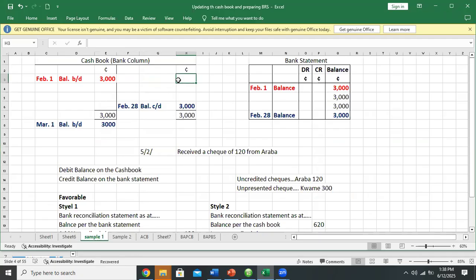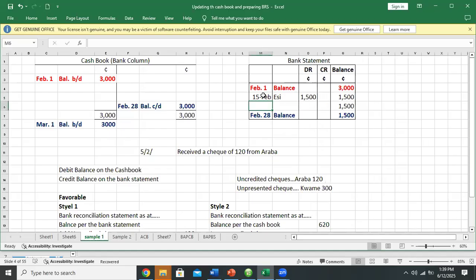So we have a case where our cash book balance is 3,000. Our bank statement balance is what? 3,000. Then we go to the bank, and we find out that on February 15th, the bank wrongly debited our account. So if the bank debited our account, it means they made some payment to AC, 1,500. Okay. So we go to the bank and we see that our balance is 1,500.